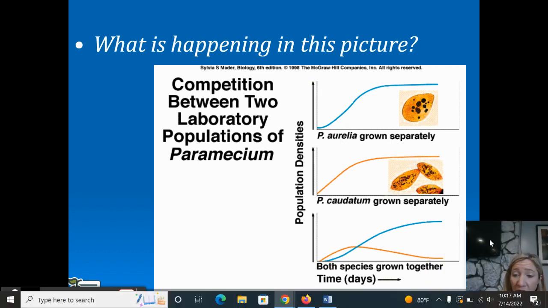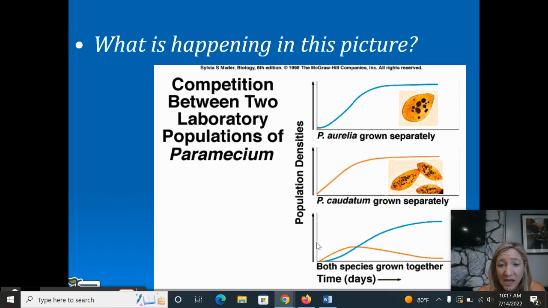But when you put them both in together, notice that the second one, P. caudatum, I don't know how to say it, doesn't matter, basically gets wiped out and Aurelia dominates. The curve is almost exactly the same for this one. So clearly this one was more competitive at acquiring the food source than the other, and so eliminated that species. When they're put in together, this one is far more efficient.